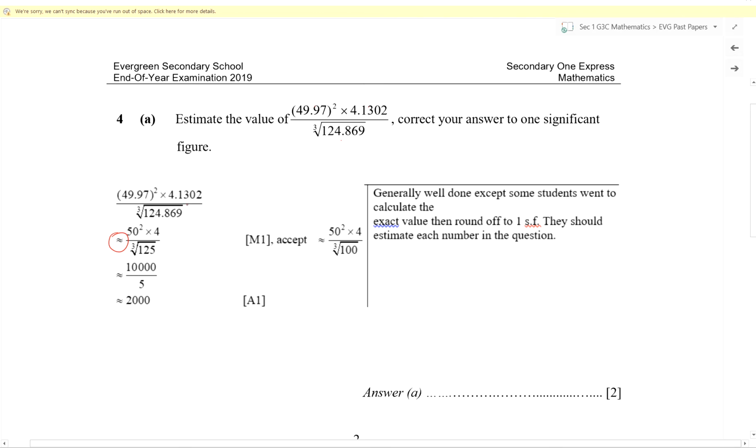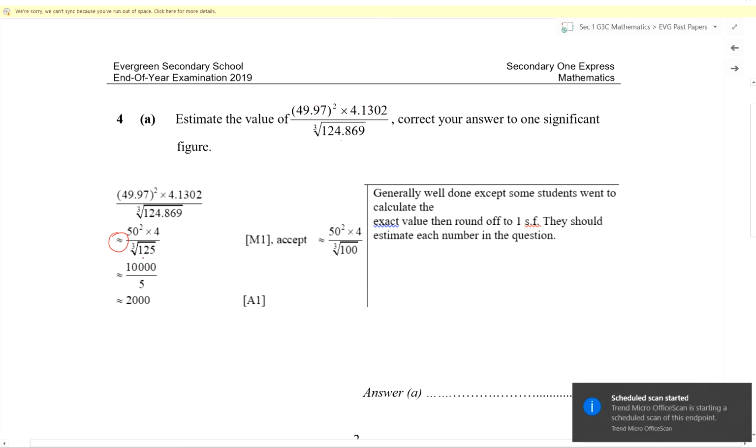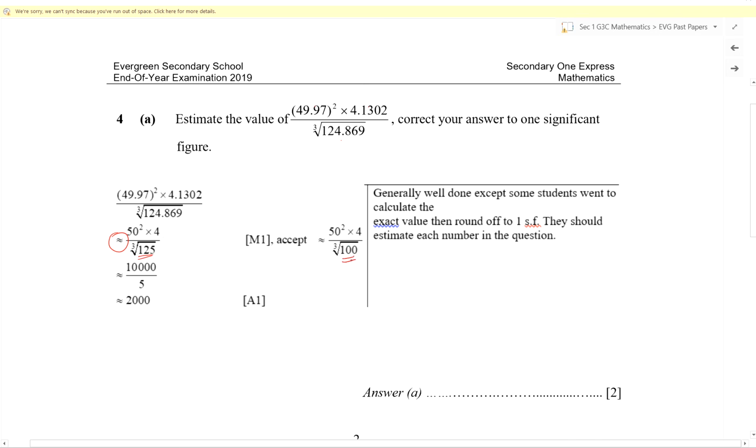4.1302 becomes roughly 4. Cube root of 124.869. Now, you can either write 125 or they actually accepted 100. Why would they choose 125? That's where you need to be familiar with your cubic numbers, your perfect cubes.